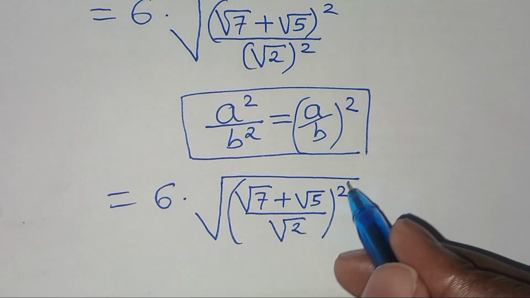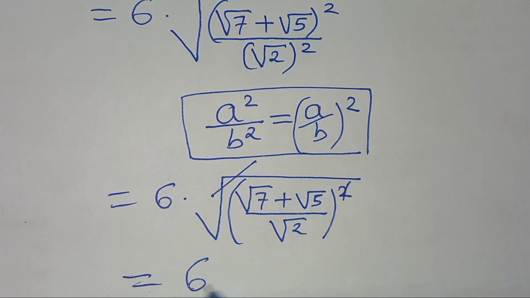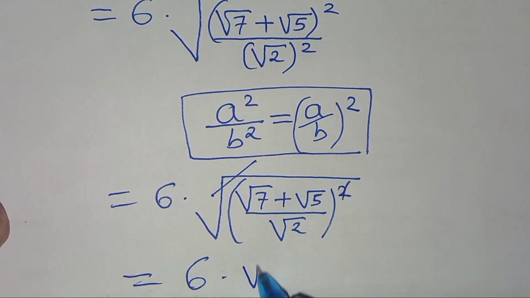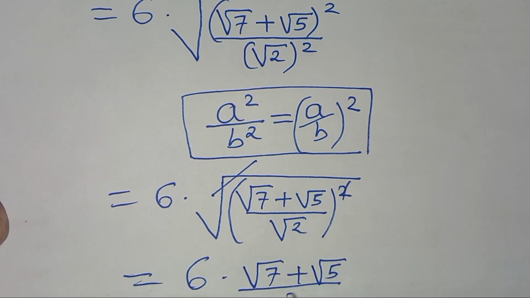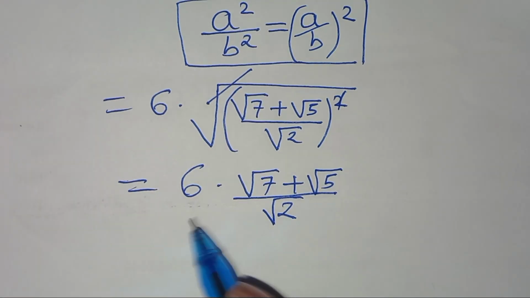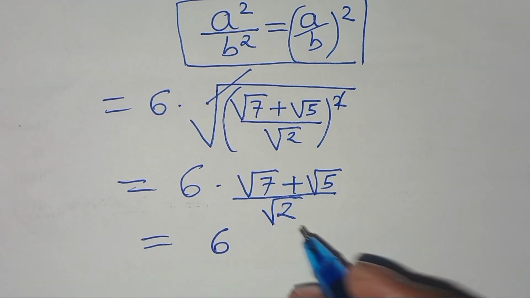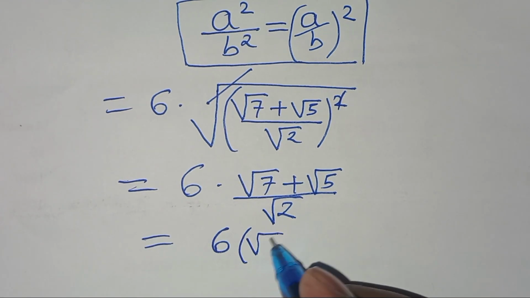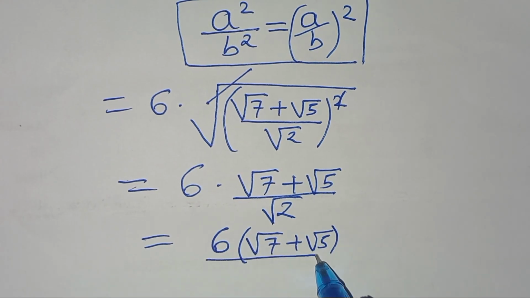The next step here is to eliminate the square root sign, so that now we have 6 times square root of 7 plus square root of 5 divided by 2. That is divided by square root of 2. Now from here, we can just express this as 6 multiplied by square root of 7 plus square root of 5 divided by square root of 2.